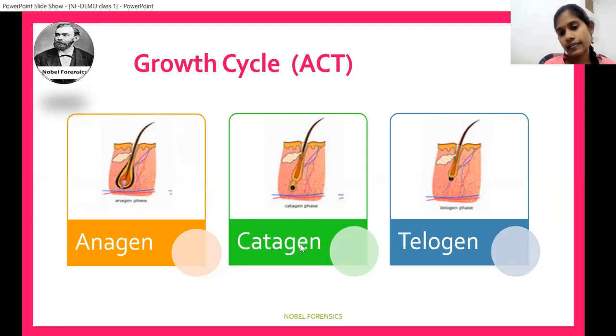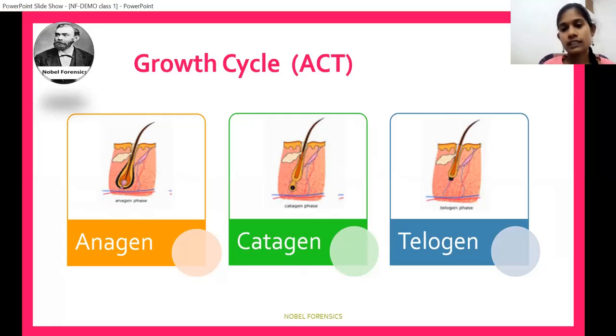Coming to the catagen stage, which is also known as the transitional stage. Transitional stage, that is also a previous question. Which of the following hair growth stages is also known as the transitional stage? Catagen stage. And in this, the hair will stop growing. And then telogen stage. In telogen stage, if you observe, under the hair there are new hair follicles growing.